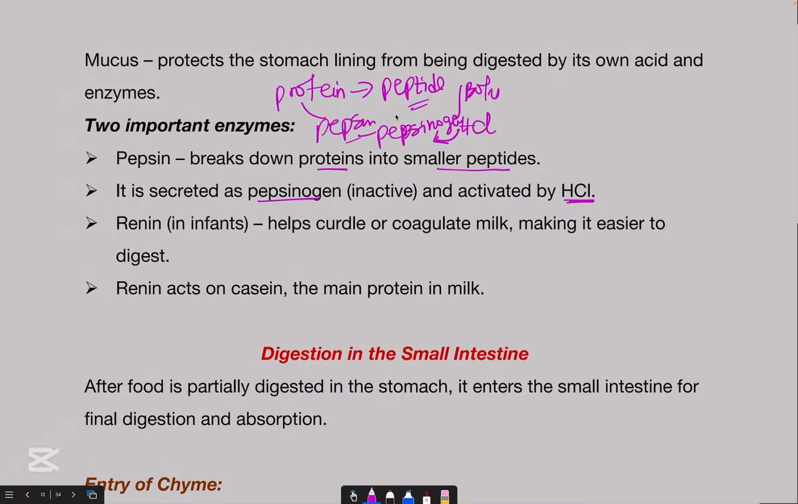Then also renin. Renin helps curdle or coagulate milk, making it easier to digest. Renin in infants helps curdle or coagulate milk, making it easier to digest. Please take note. Which enzyme in the stomach helps to curdle or coagulate milk? The correct answer is renin. Take emphasis on this one. Renin acts on casein, the main protein in milk.